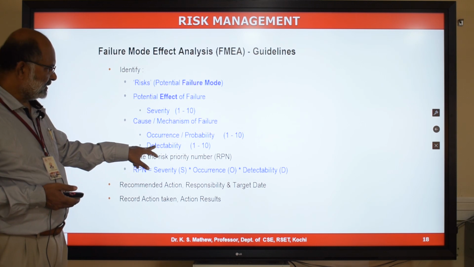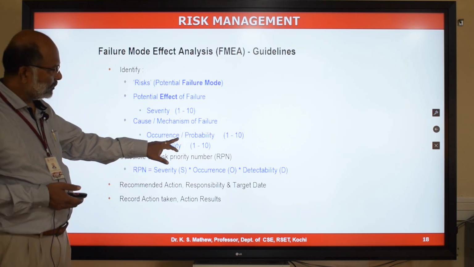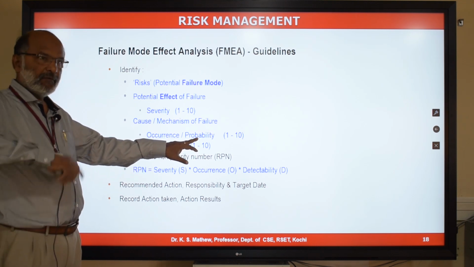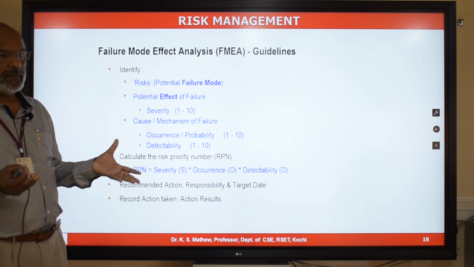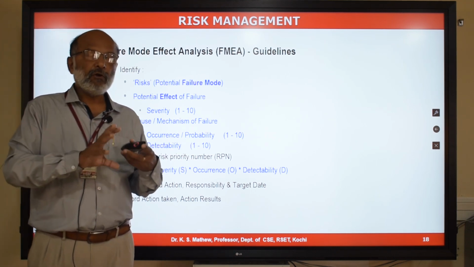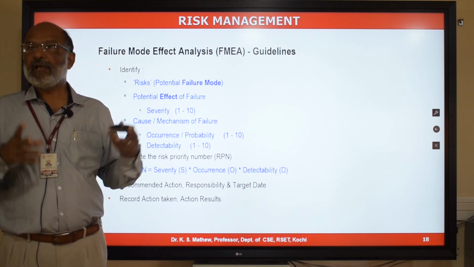And the third factor is detectability, which is also scored in a scale of 1 to 10, but in the reverse order. If there are some risks which are not detectable, risk may happen, but there will not be any symptom at all. That is very critical.